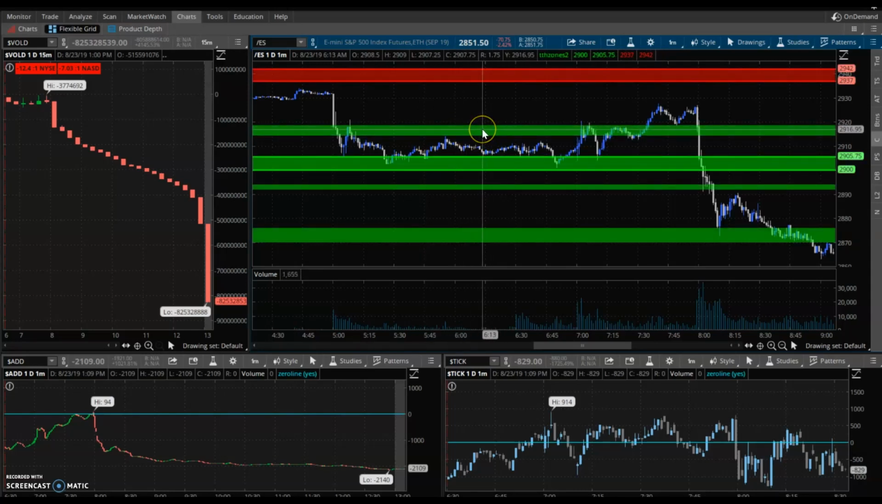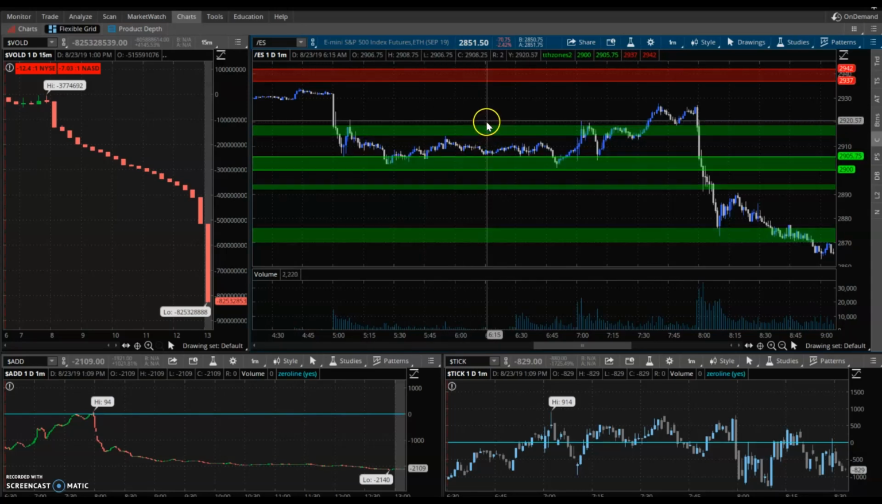I just can't stress enough. I've seen people trade without any zones on their charts, and they just go crazy. I've seen them go short, go long at the highs. It's just insane to me. That's not proper trading. That's just gambling.